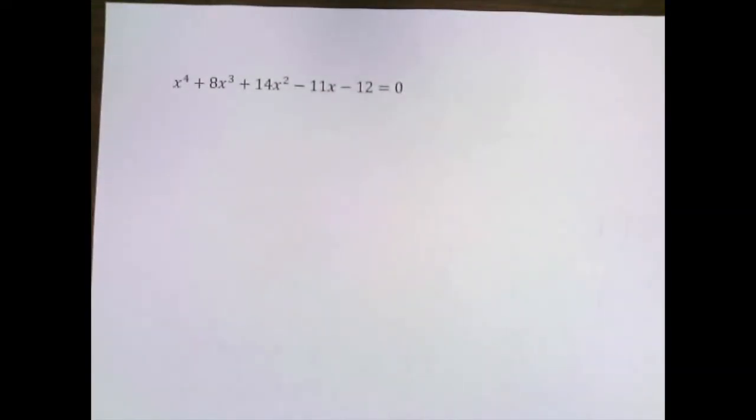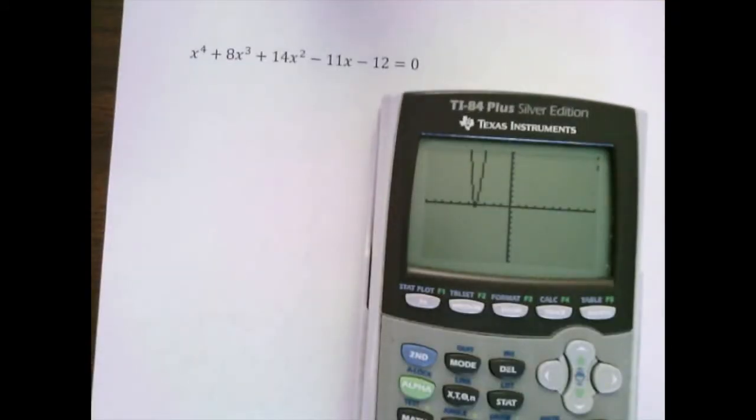complex. So we're going to start off with x to the 4th plus 8x to the 3rd plus 14x squared minus 11x minus 12. Again, you want to start off by taking that equation and carefully plugging it into y equals, and we're going to start by trying to solve this by graphing. So when I graph this equation, that's what the graph looks like.